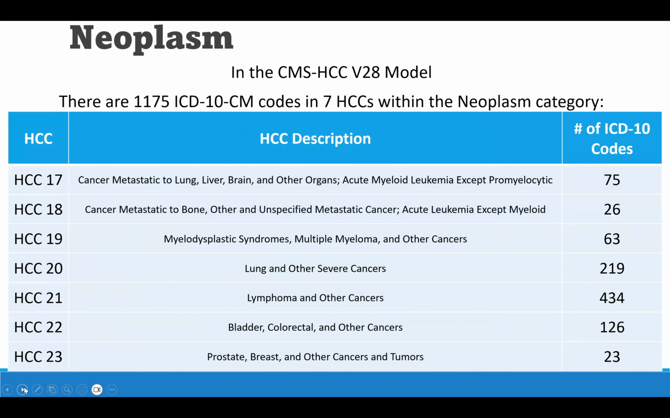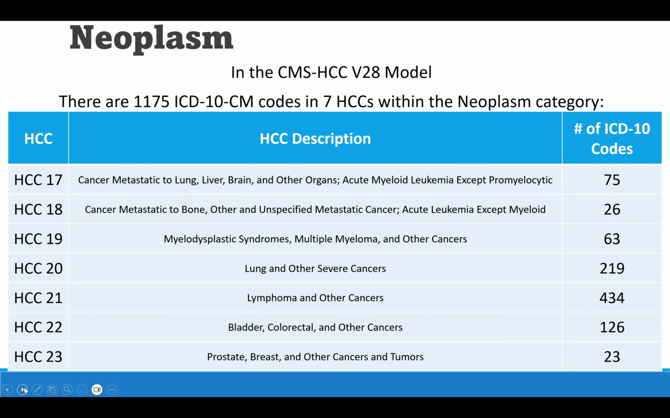In V28, there are 7 HCCs, so we went from 5 HCCs to 7 HCCs. The numbering is different, with the exception of the first 3 HCCs, starting with neoplasms and the rest of the HCC hierarchy tiers. All the HCC numbers have changed. 17, 18, and 19 in V24 are diabetes. 17, 18, 19, of course, 20, 21, 22, 23 in V28 are cancer HCCs. So just in case you need to know that.